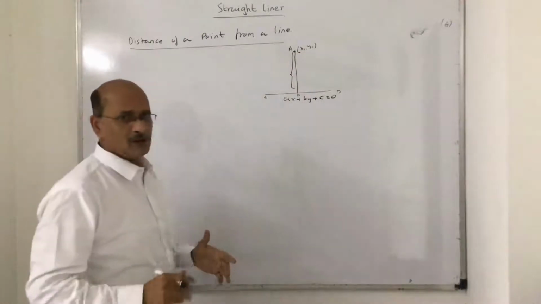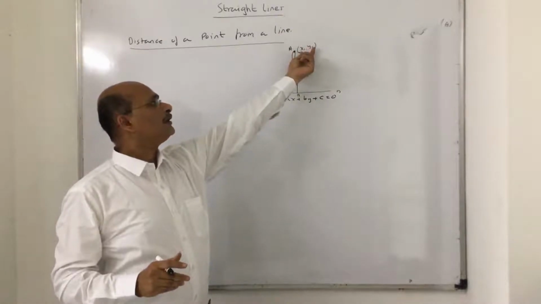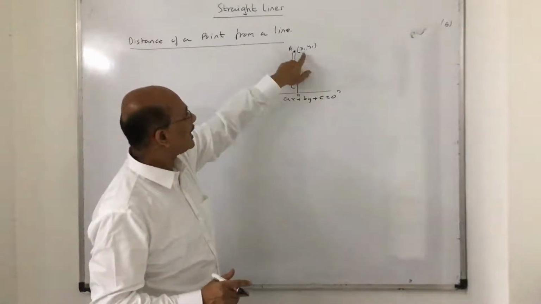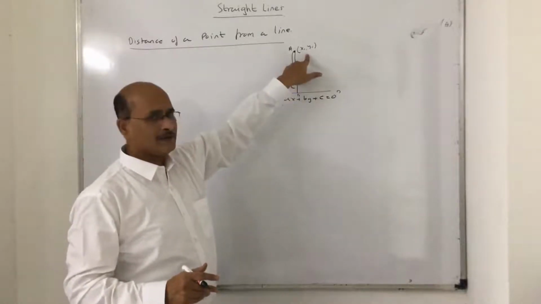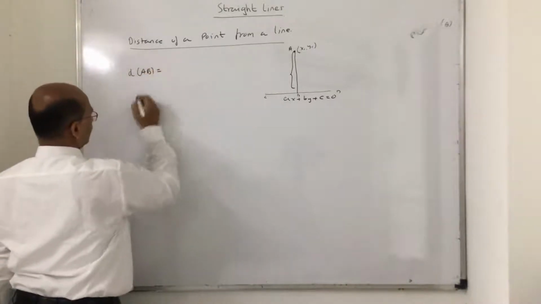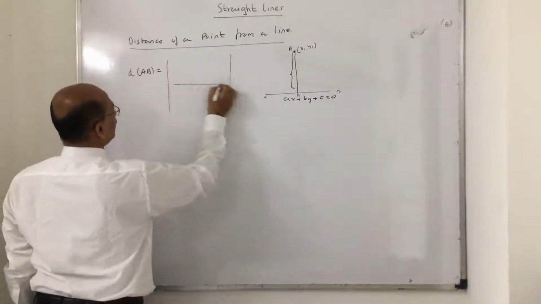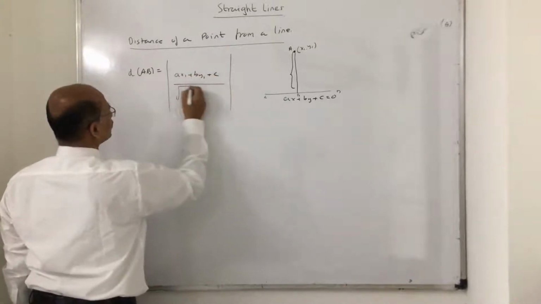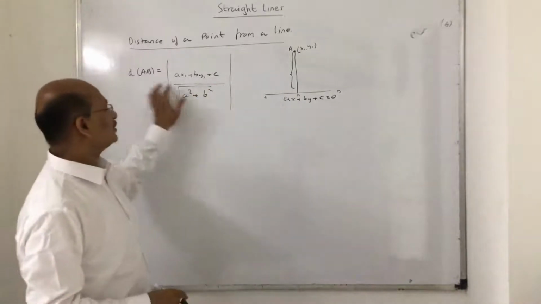Now what is the given information here? Given information is a line and you have a point over here, x1, y1. Now the issue is how I find the distance when a line is given to you and the point from which the distance you have to find to that line is given to you. So the x1, y1. How I do it? Then distance from A to B is nothing but modulus of ax1 plus by1 plus c upon square root of a square plus b square. Now this is the formula for finding the distance AB.